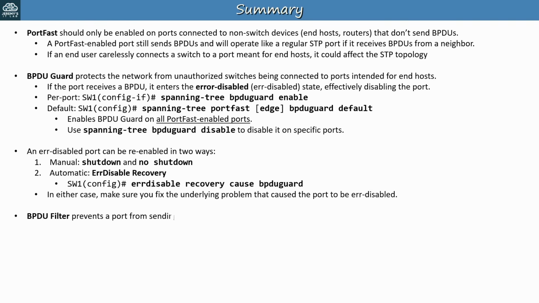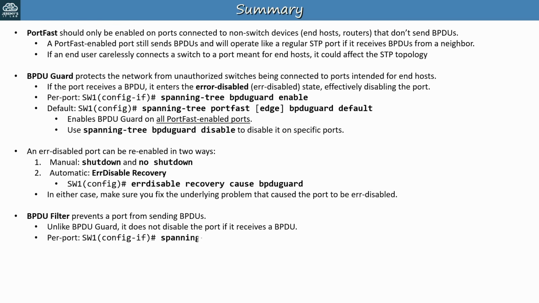Okay, finally we covered BPDU Filter, which prevents a port from sending BPDUs. But unlike BPDU Guard, it doesn't disable the port if it receives a BPDU. How the port reacts upon receiving a BPDU depends on how you configured BPDU Filter. Like BPDU Guard, there are two ways to configure it. You can enable it per port with spanning-tree bpdufilter enable. In this case, the port will ignore any BPDUs it receives, so use it with caution. This basically disables STP on the port. So if you enable it on a port connected to another switch, it could cause a loop.